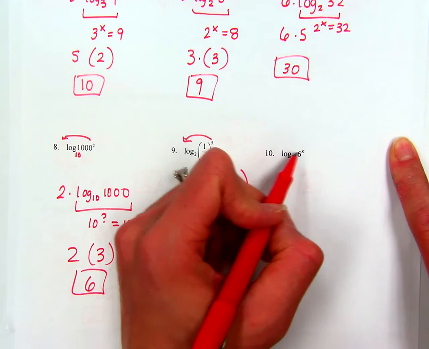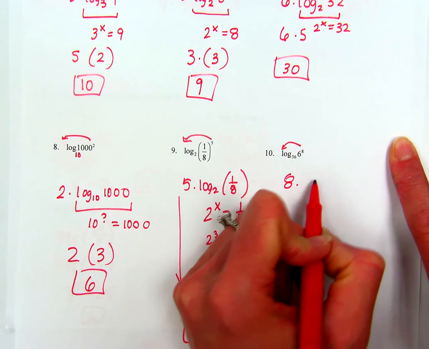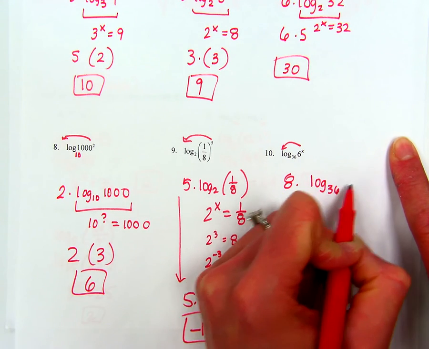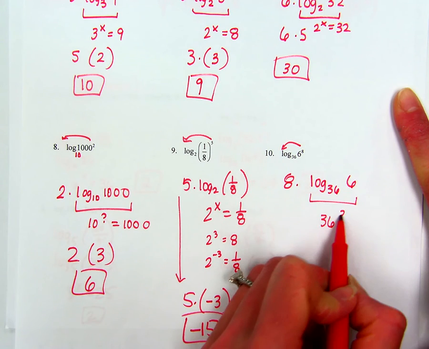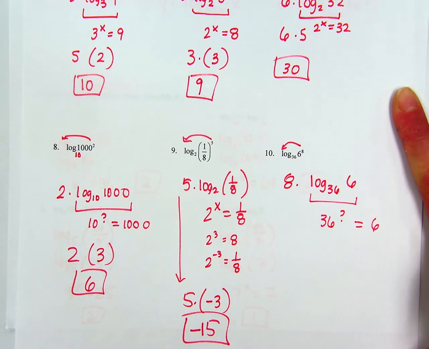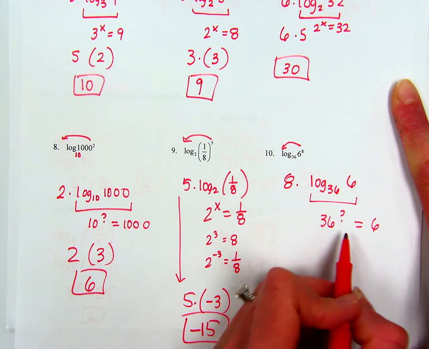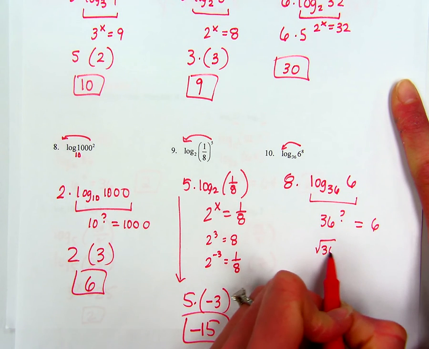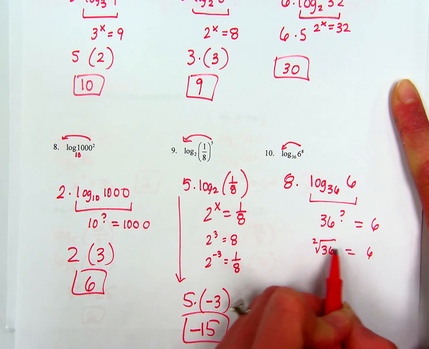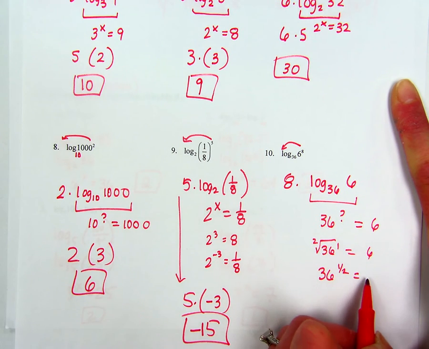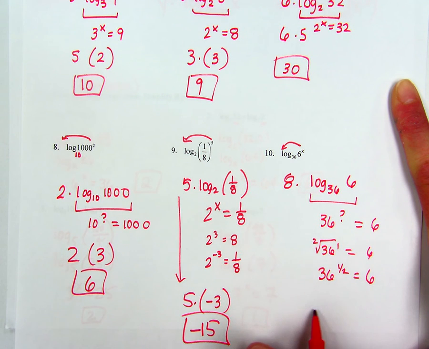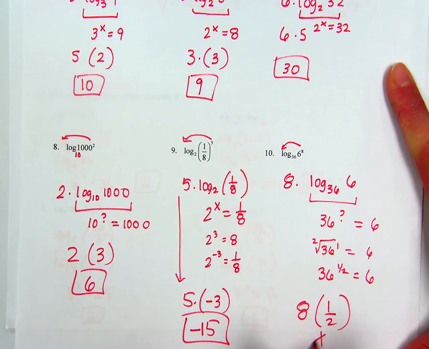All right, last one, we've got an 8 log base 36 of 6. All right, so now this one's a little tricky. 36 to what power gives me 6? Well, in order to make the number smaller, I actually have to take a root. The square root of 36 is 6. This means I can make it 36 to the 1/2 power. That's something we did back in Chapter 7. So this answer is 1/2, and we've got 8. 8 times 1/2 is 4. So your final answer is 4.